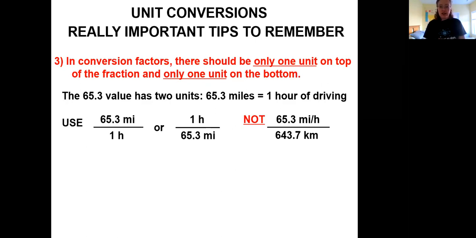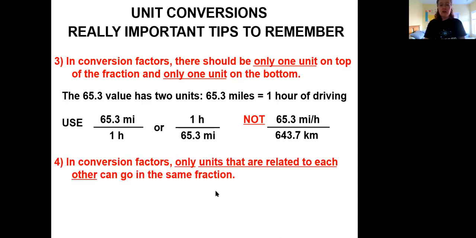Here's the idea. You're going to put either the miles on top and hours on the bottom, or hours on top and miles on the bottom. Don't mix everybody together in 1 unit or 1 fraction, okay? When I write 65.3 miles per hour, the hour has an invisible 1 next to it. So that's where I got these 1s from.